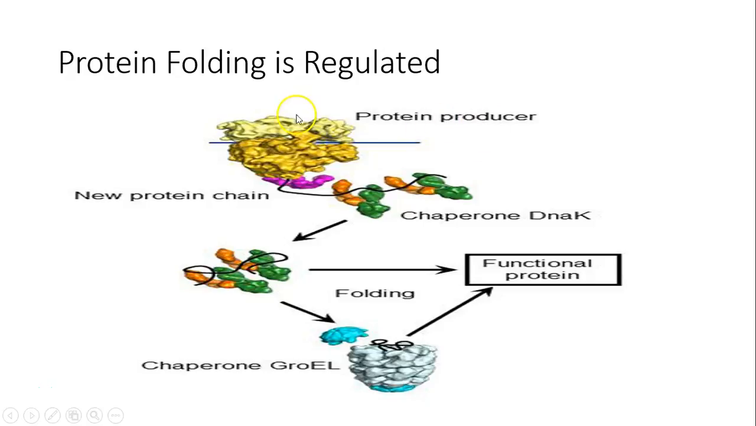And then protein folding is regulated. Here you have a ribosome, which is making a protein, and then you have a couple of chaperones. Molecular chaperones are like chaperones you would have on a field trip. They just want to make sure everything is okay. Nothing is going wrong. So what happens is these chaperones guide the process of folding. Once the folding is completed, then the protein is a functional protein.